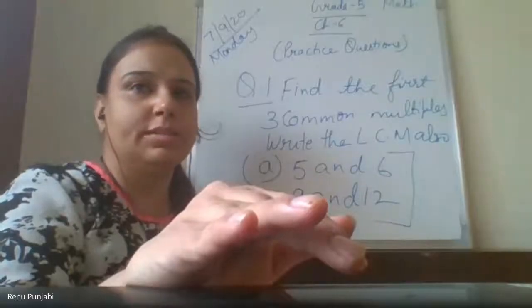Excuse me, ma'am. You said to find the LCM also and the first three common multiples. Yes, ma'am. It's very easy. We don't have to use two methods. We only have to use one method and we will get both. First, write 5 and write all the multiples of it. Then write 6 and take out the common multiples. At last, whichever is the smallest multiple, take that as the LCM. So what is your answer? 30. Very good.